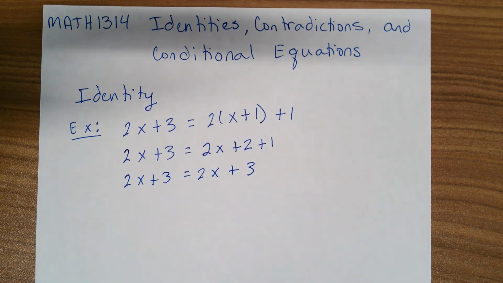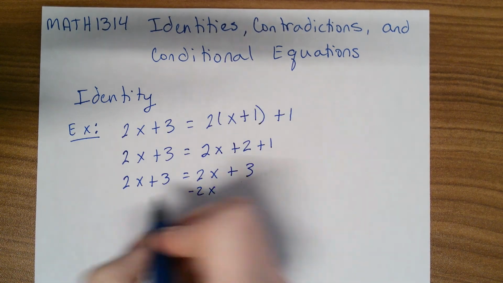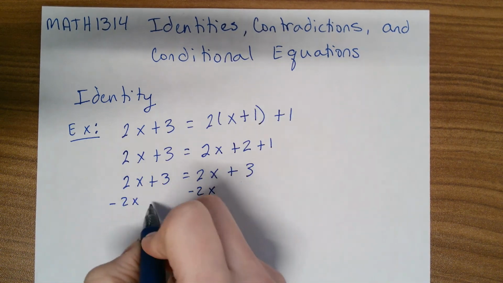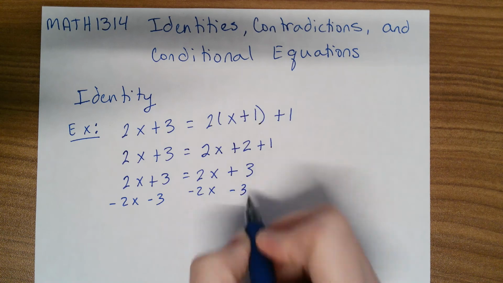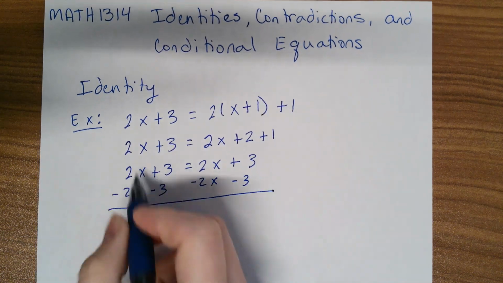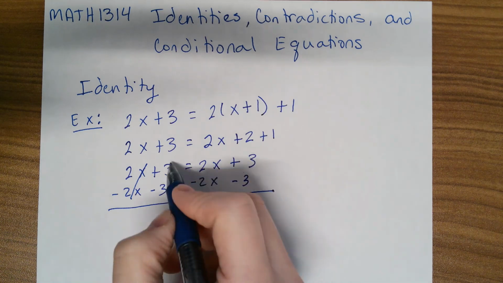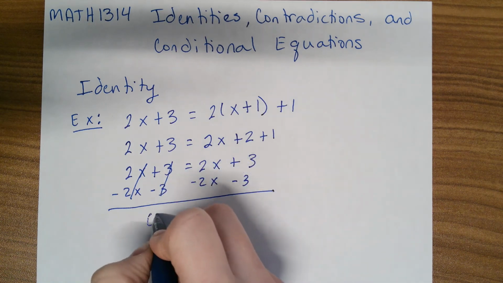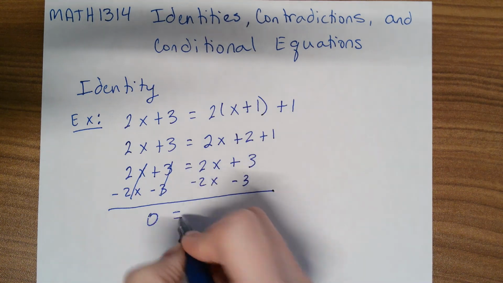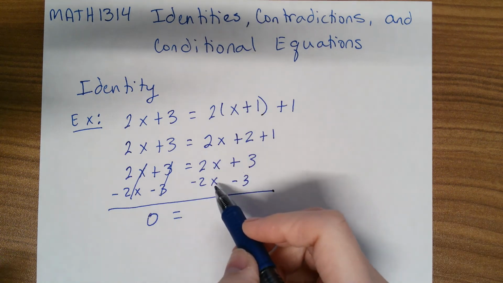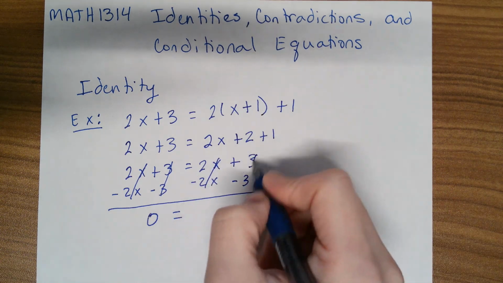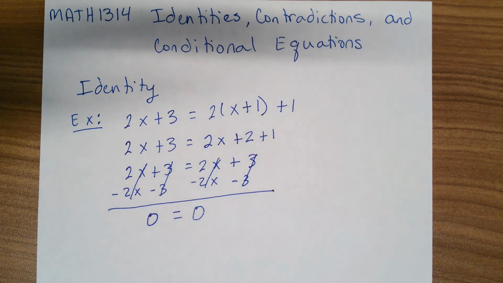And now I'm going to get all the x's on one side, plain numbers on the other. So subtract 2x. Minus 2x is 0. 3 minus 3 is 0. So on the left, I'm left with 0. Bring down my equal sign. 2x minus 2x is 0. 3 minus 3 is 0. So I end up with 0 equals 0.